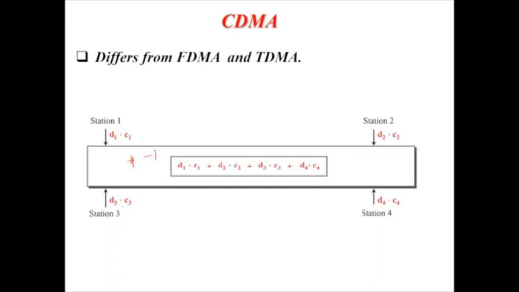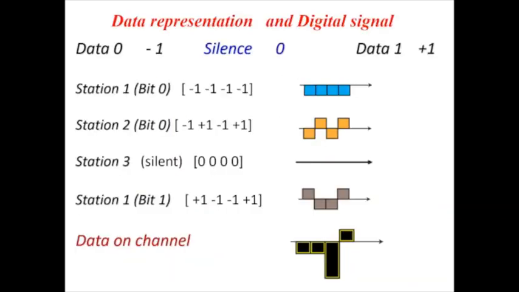And if station 3, at the same time, does not have anything to transmit, we need to represent a silent situation. For a station that is not transmitting anything, we use the notation 0 to represent its silent state, whereas data bit 1 is represented by plus 1.